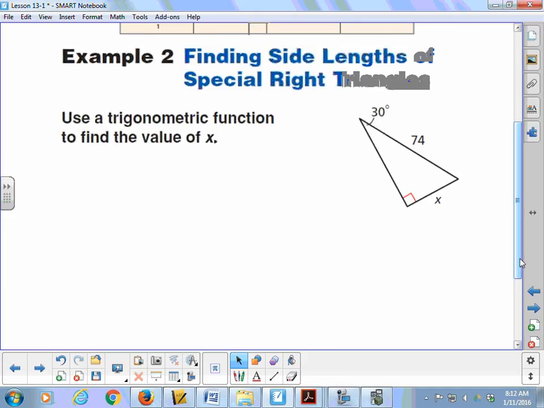So, to find side x, we need to know the sides of the triangle and what they mean. Right? So we're working with this angle here that's 30 degrees. So they give us the angle. We need to know what those other two sides represent. They give us 74. Right. So Jasmine, 74, is that the opposite, the adjacent, or the hypotenuse?